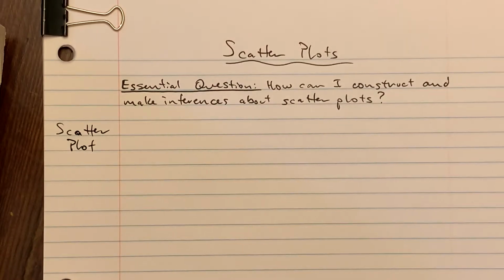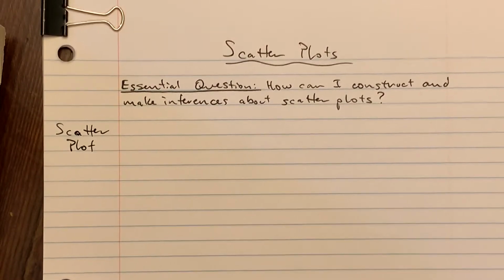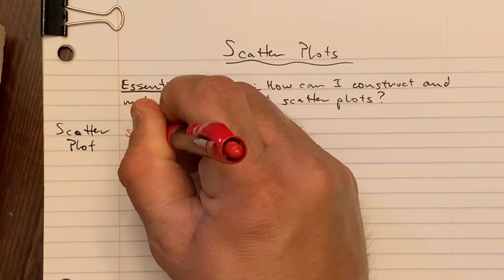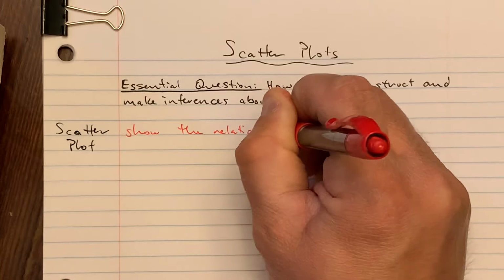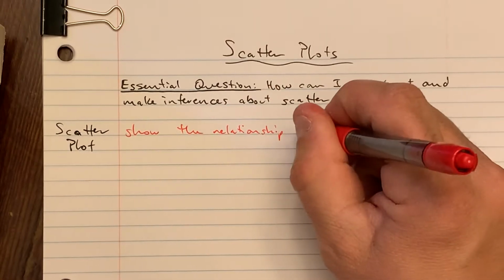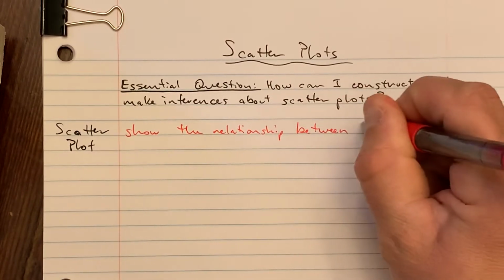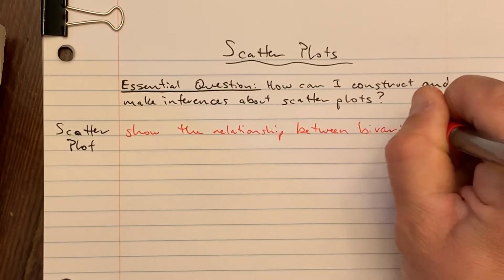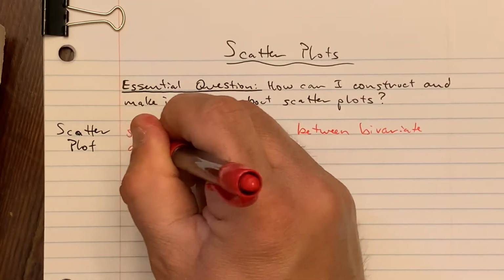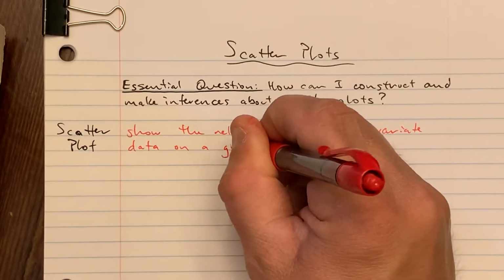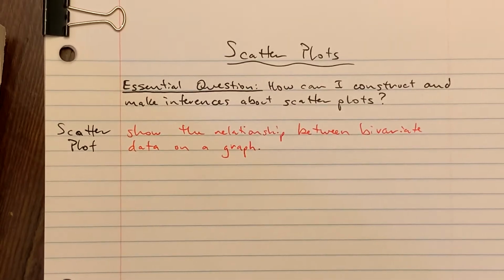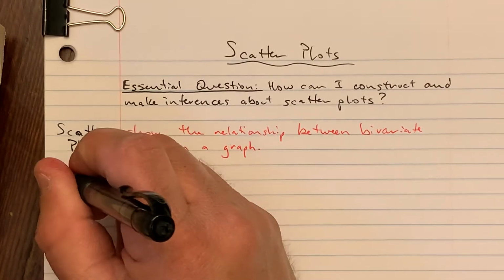A scatter plot is defined, and it will show the relationship between bivariate data on a graph. All right, so we're looking at a graph or a coordinate plane, and we're looking at some data within it, but then we have this term bivariate, so we probably should identify that as well.